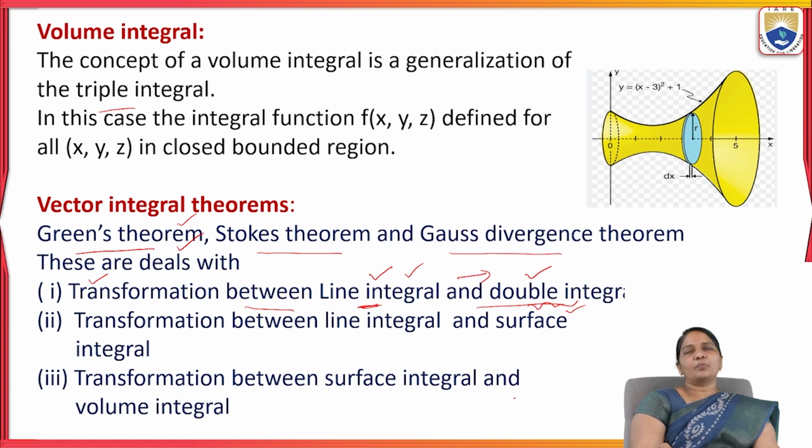Sometimes if you are getting a problem in the double integral, it can be solved very easily by using a line integral. Then we can transform that one into a line integral by using Green's theorem. That is the importance here. Next, coming to Stokes' theorem, this is useful for the transformation between line integral and surface integral.